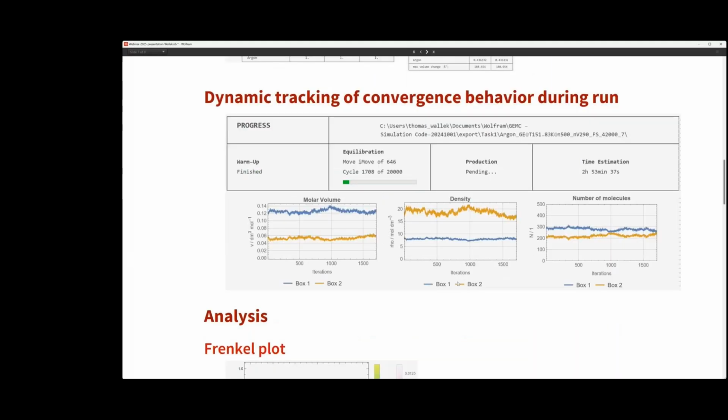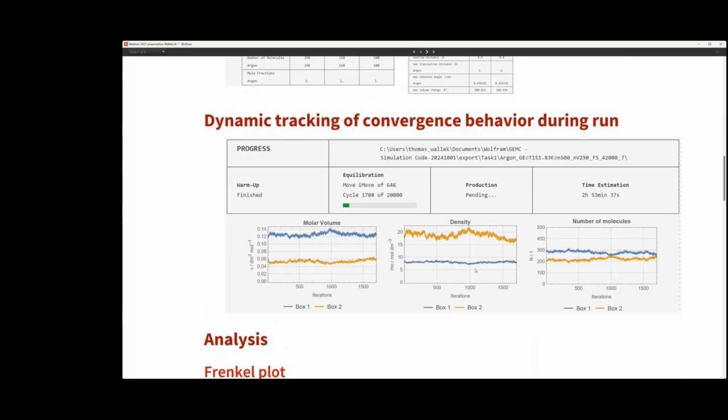So during the execution of the simulation, the convergence behavior can be tracked for the warm-up, equilibration, and production phase, and indicate a rough estimation of the remaining time. And this dynamic tracking is intended to look in from time to time and check whether density and particle numbers in the boxes are converging, as you see here, or if there are issues like oscillations or frequent phase changes in the boxes that would suggest to abort the simulation and rerun it after adjusting some parameters.